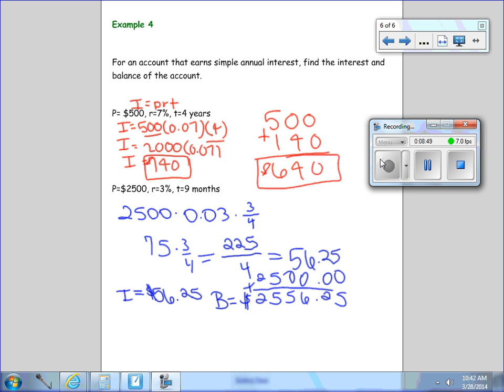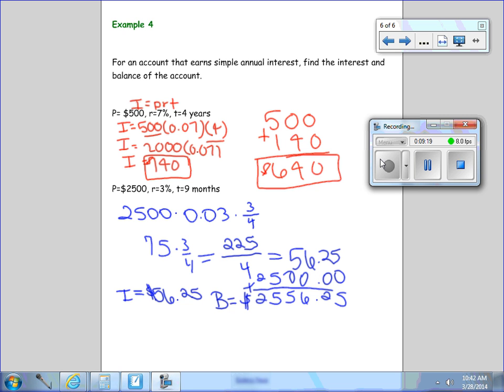So for each account, we had to determine what our interest would be. The first one was the principal was $500 at 7% for 4 years. So our actual interest was, after we multiplied those, $140. We took that interest, added it to the principal of $500, and we had a total of $640. Now your textbook will ask for A, which is the account balance, but either one, just so long as you understand what the question is that they're asking for.